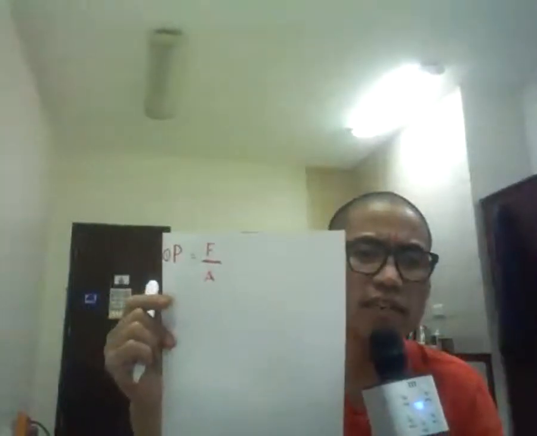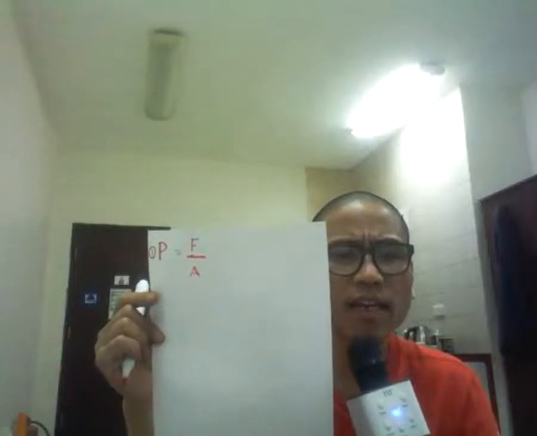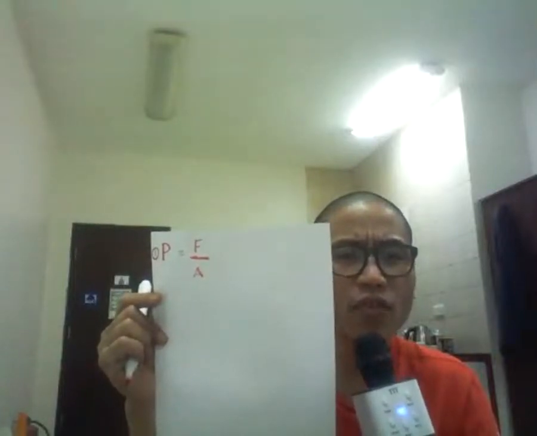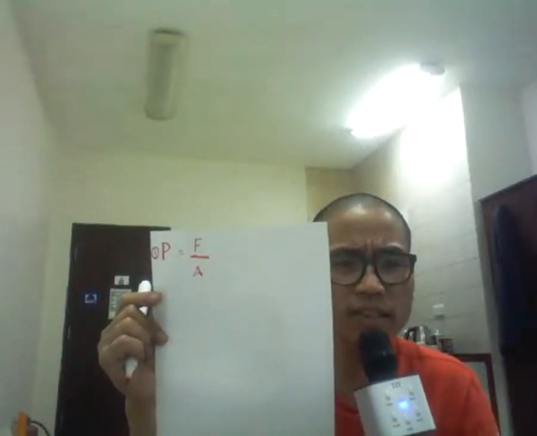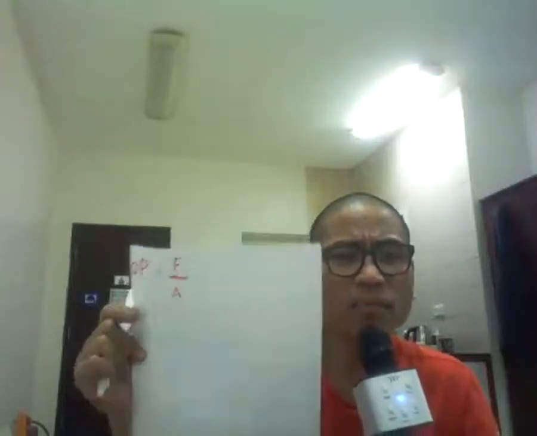So in here, pressure is a scalar quantity. Okay, like that. Force is a vector quantity. Okay, and area is a scalar quantity, because there's no standard area.